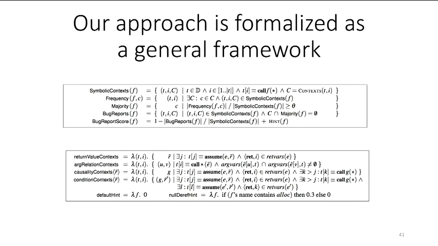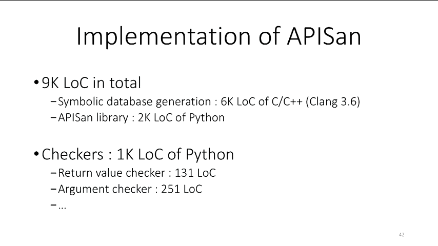Even though I explained the API sanitizer informally, our approach is formalized as a general framework. So I don't want to explain it in detail. If you are interested, you can find it in our paper. API sanitizer is written in 9,000 lines of code in total. Symbolic context generation is based on Clang 3.6. Compared with this framework, checkers are really simple. In total, it requires 1,000 lines of Python code. For example, the return value checker needs less than 200 lines of code to implement.